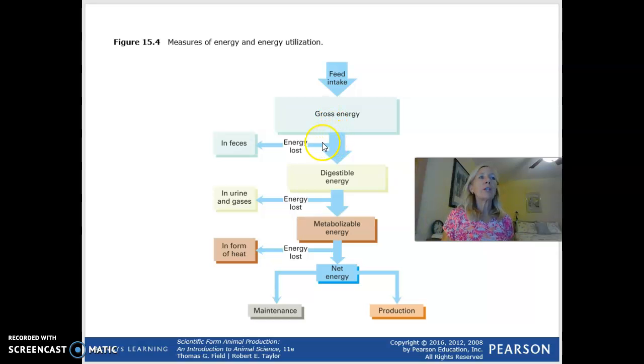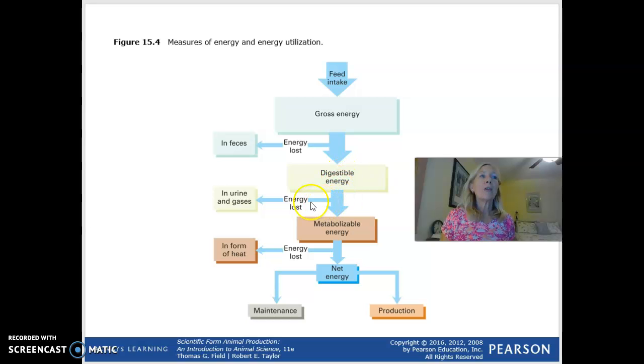And some of that energy is lost because she poops it out. She doesn't use all the energy in her feed. Some of it is passed through and just ends up in the manure. So that is some energy that's lost from her feed. So if we take out the manure component, then what we have is digestible energy, right? If it's not going out the back end, it must be being used by the body.